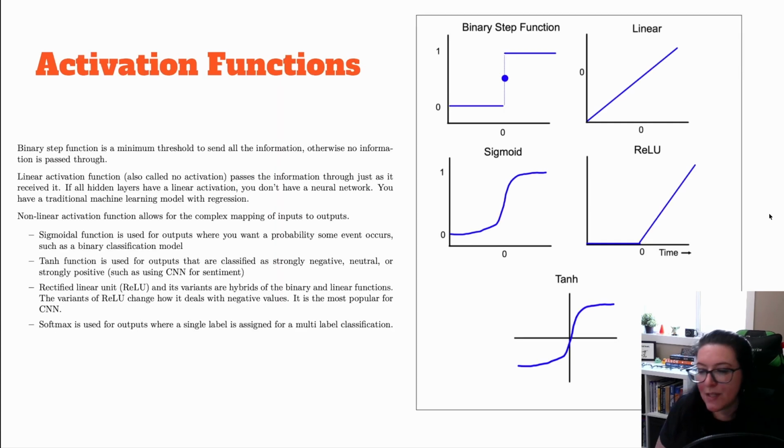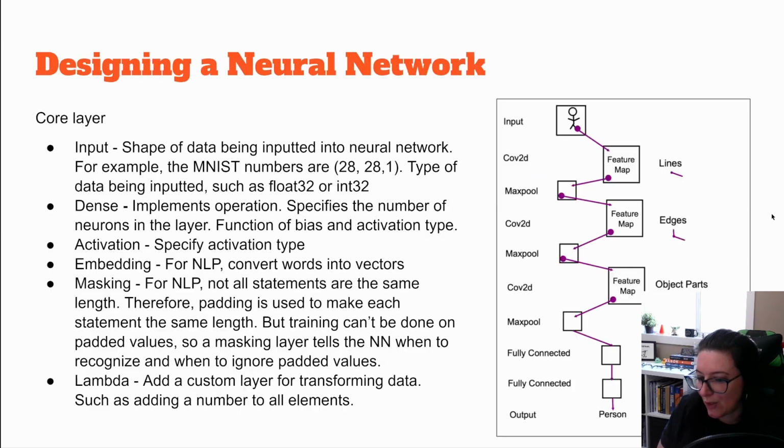In our previous videos, we have talked about different types of activation functions and when they are appropriate. The tanh function is used for outputs that are classified as strongly negative, neutral, or strongly positive. So we can use the tanh function. ReLU is used often for CNNs, so we'll look at that as well. And we'll take a look at what we created.